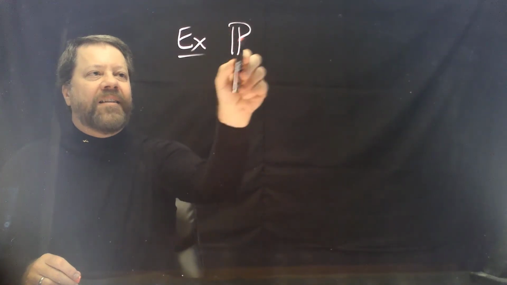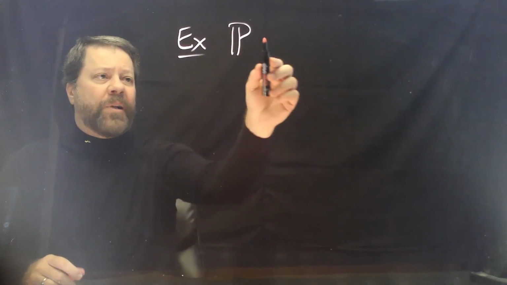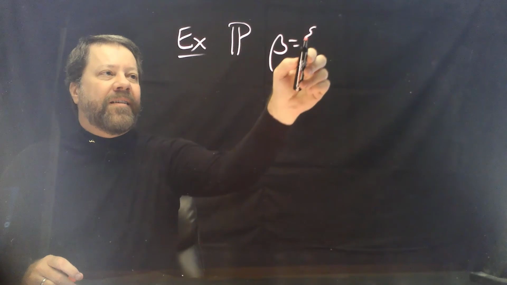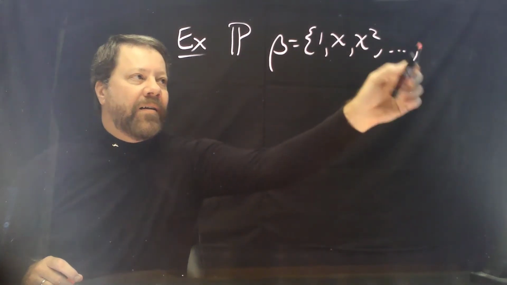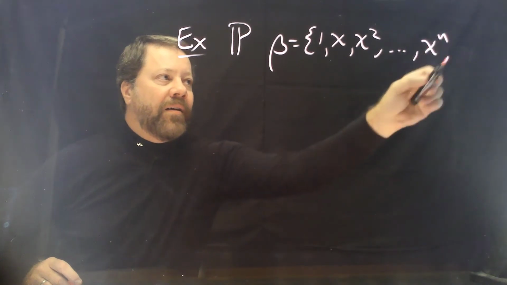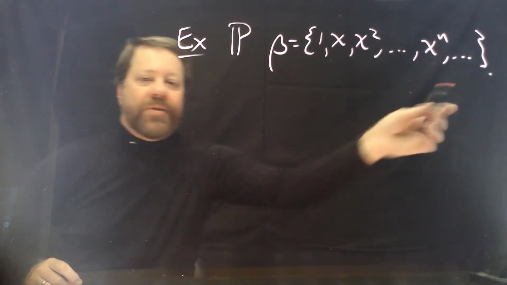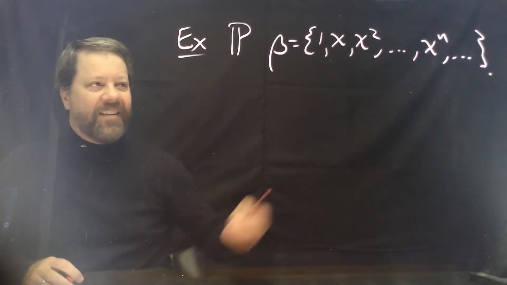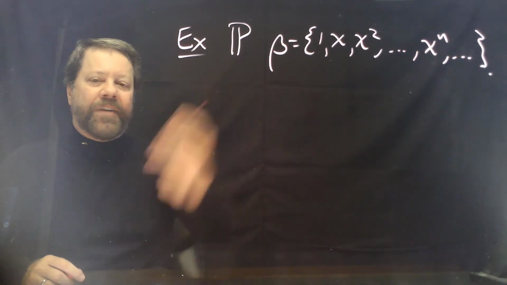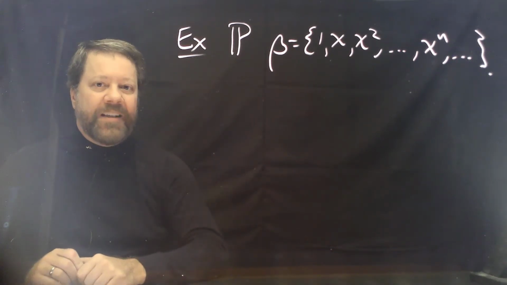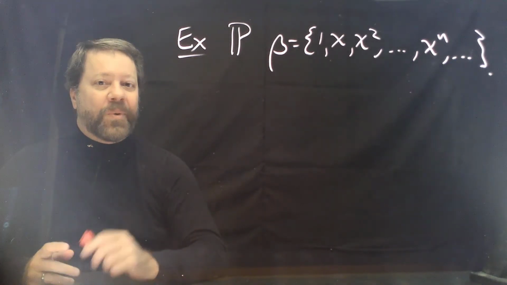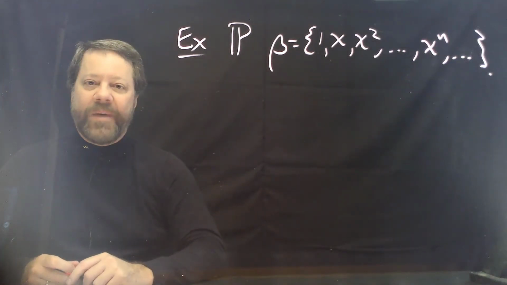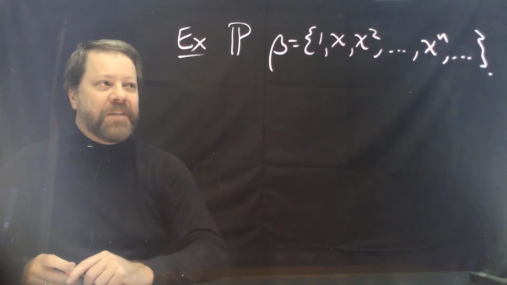Notice that the vector space of all polynomials has a basis that goes on forever. In other words, the vector space of all polynomials is infinite dimensional. So we're going to allow for that possibility, that we could be working with infinite dimensional vector spaces.